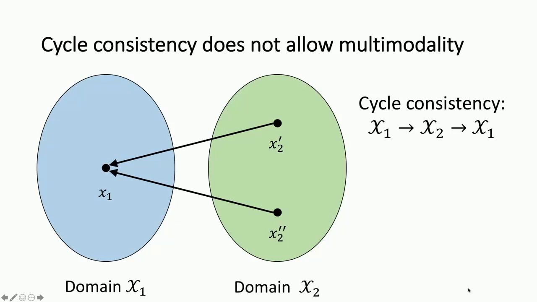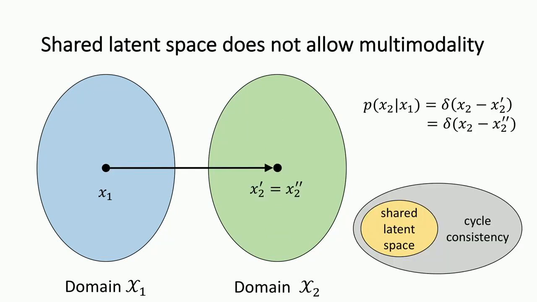So fundamentally, cycle consistency is a too strong assumption for multimodal translation. And so to achieve multimodality, we need to develop a different assumption, a different set of constraints.